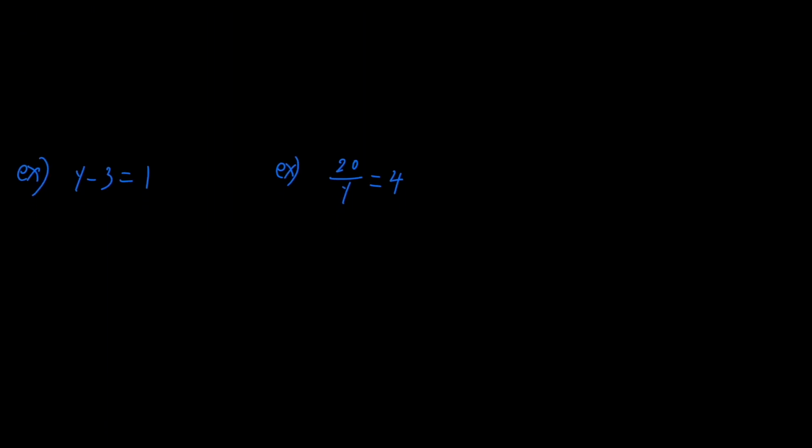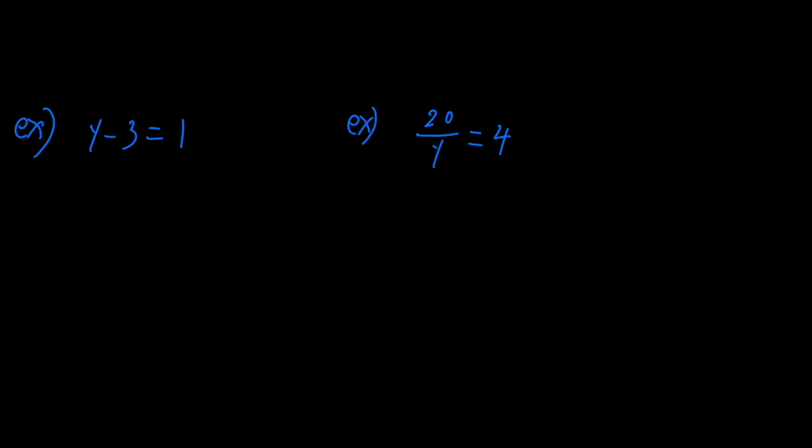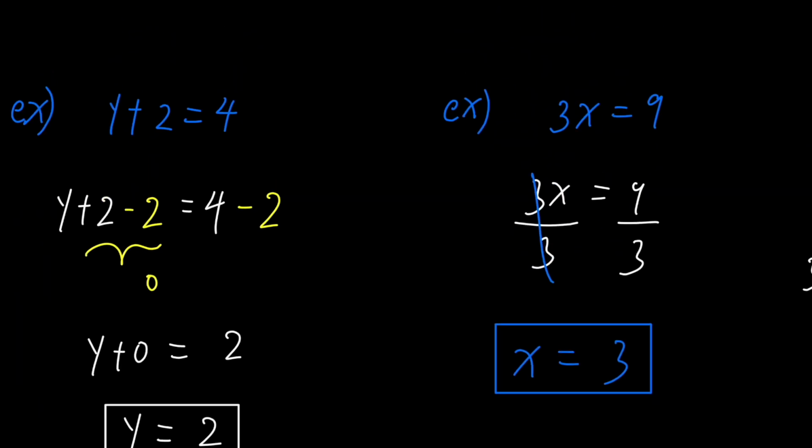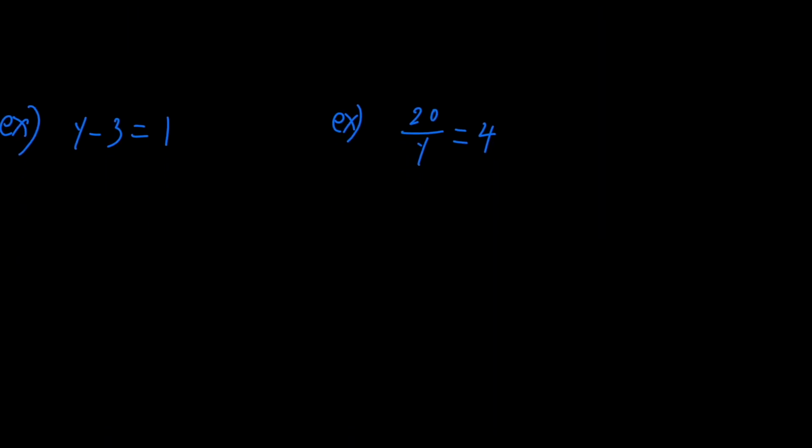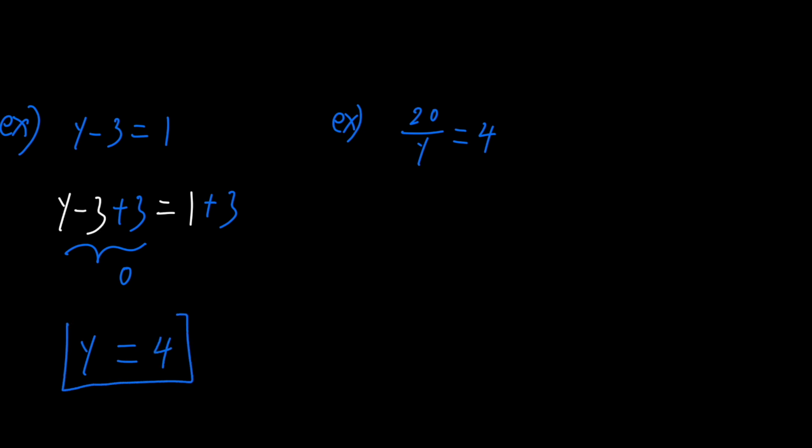And here are 2 more questions. This time we have y minus 3 equals 1, and it's pretty similar to the previous questions, right? Like here, we want to isolate y. So we want to add 3 on both sides. Then we can cancel this 3 on the left hand side. So 3 minus 3 is 0. So y equals 4. This is our solution. And if you want, you can write y plus 0 on the left hand side, but mentally you can calculate it, right?